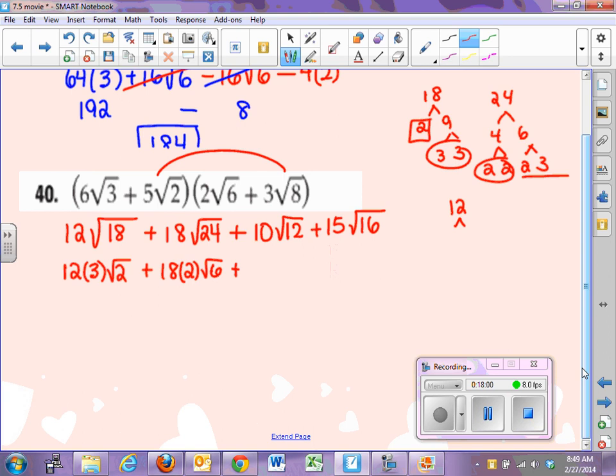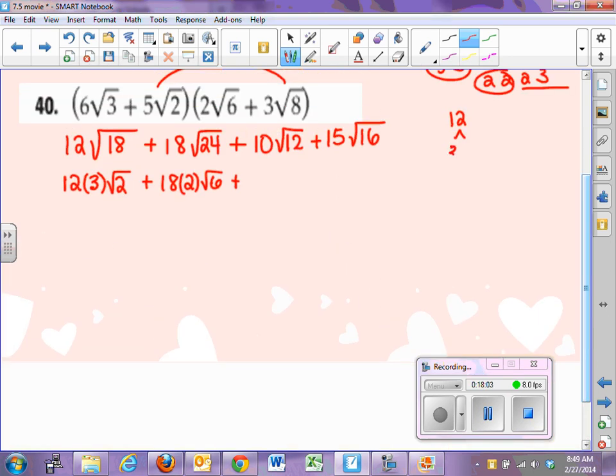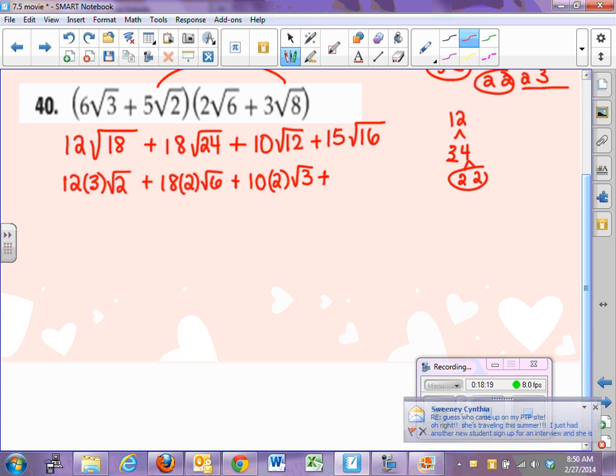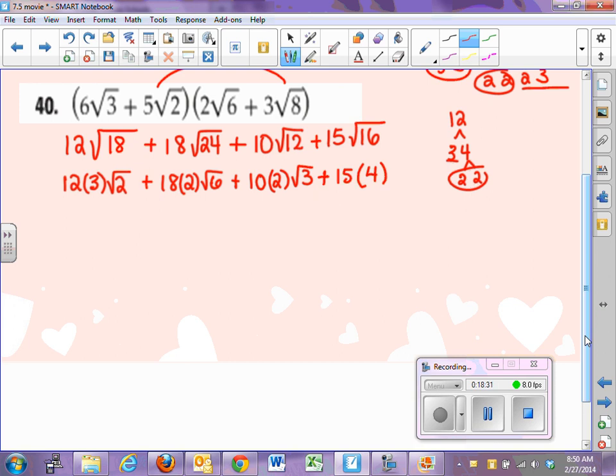I'll try to slow down so you can be a little bit ahead of me. First, square root of 16 is just 4. So now we multiply these and get 36. I think that's 36 too. Okay.